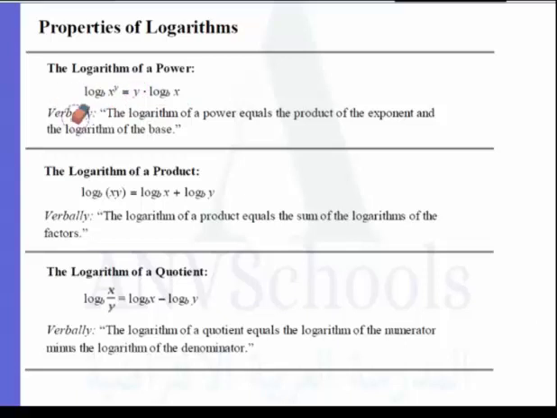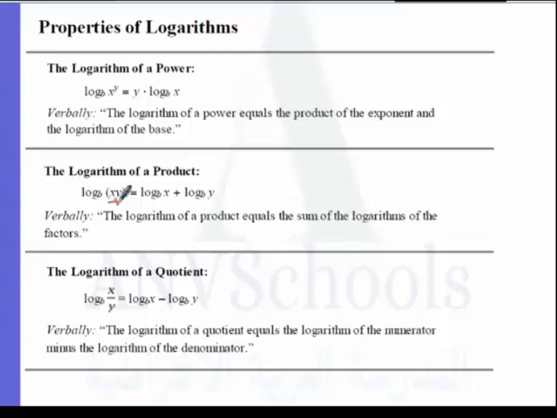What about the logarithm of a product? The logarithm of a product is just equal to the sum of the logarithms of the factors. So if we have arguments which involve x and y, in this case xy, then the logarithm of the product xy is equal to the logarithm of the individual factors. So we have log base b of x plus log base b of y.